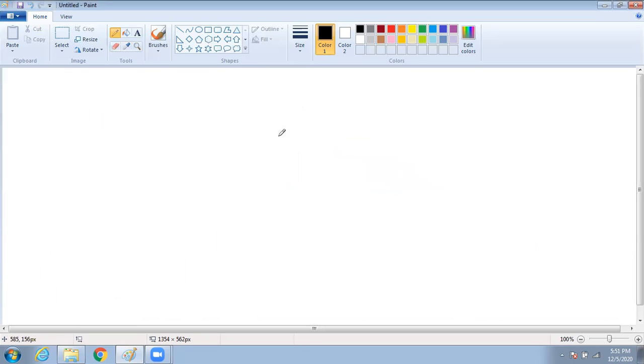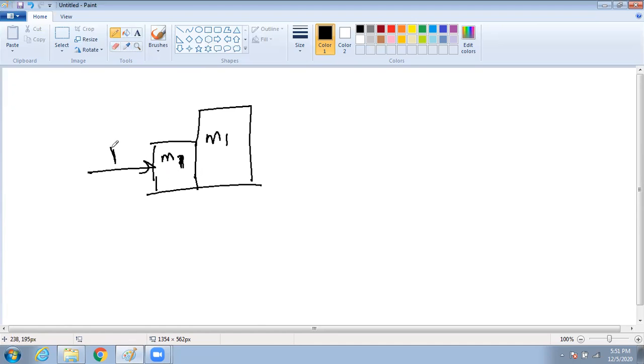Okay. So next question. There are 2 objects. One is M2 and one more object is M1, and both are lying. Somebody is pushing here. We are applying a force. So this will have some acceleration. This will also have the same acceleration. We have to find what is the acceleration value. What is the A?